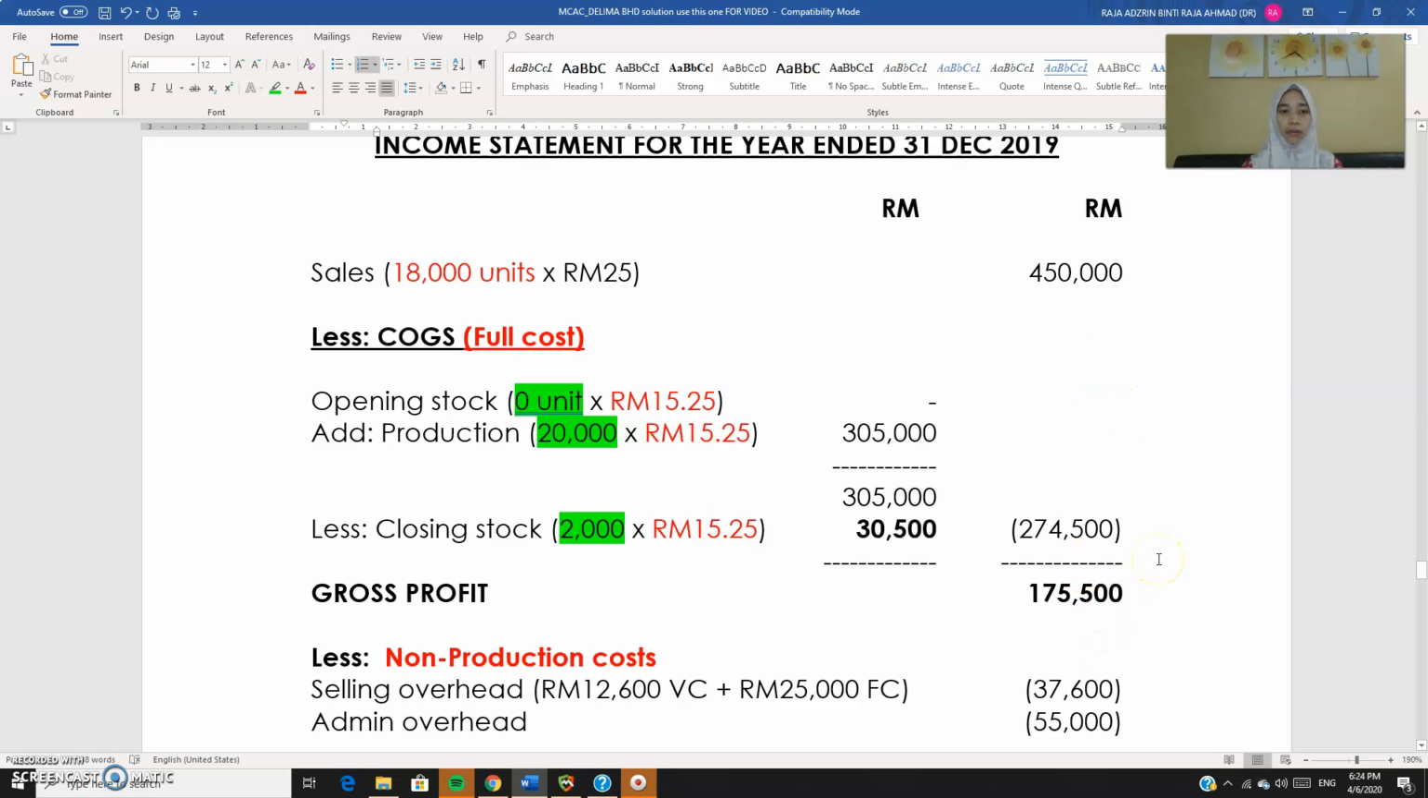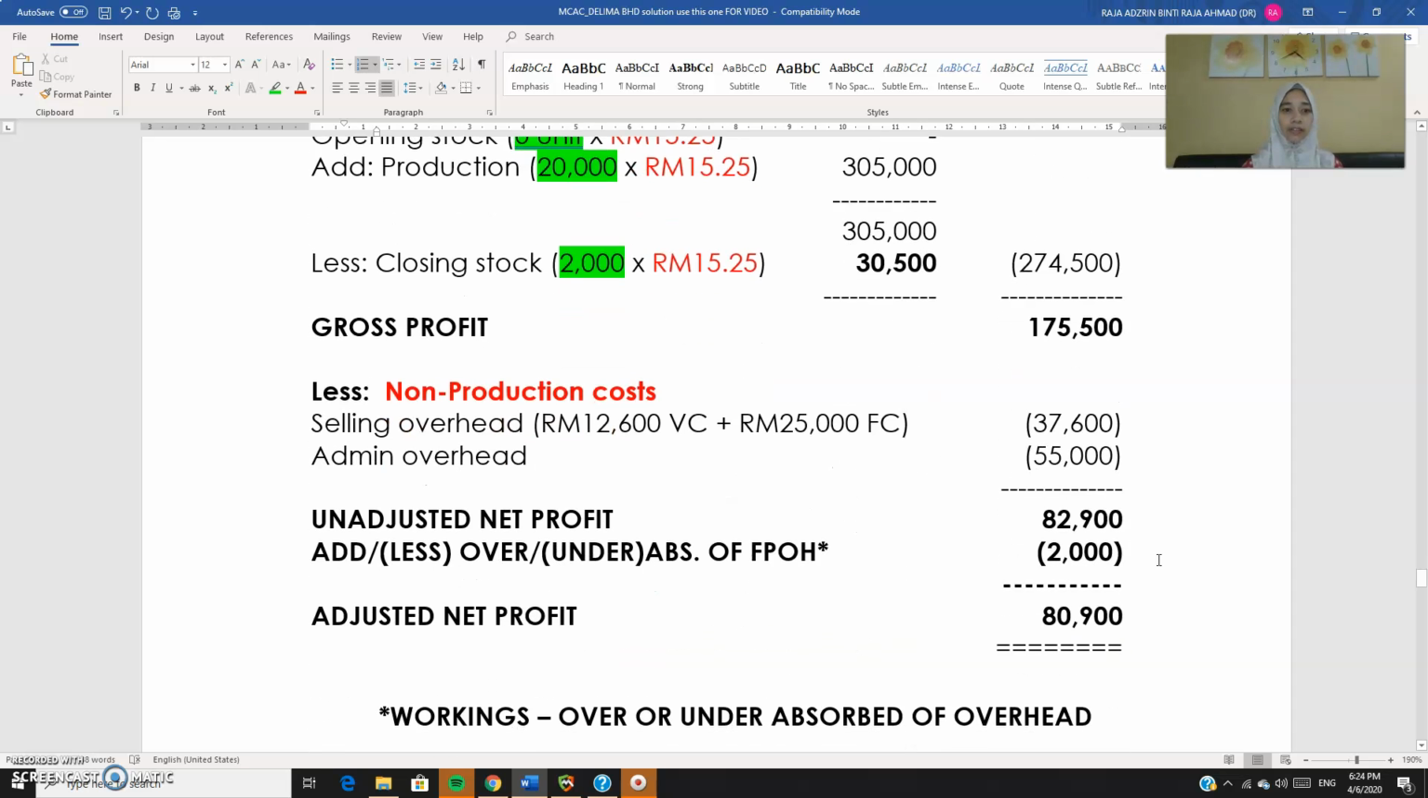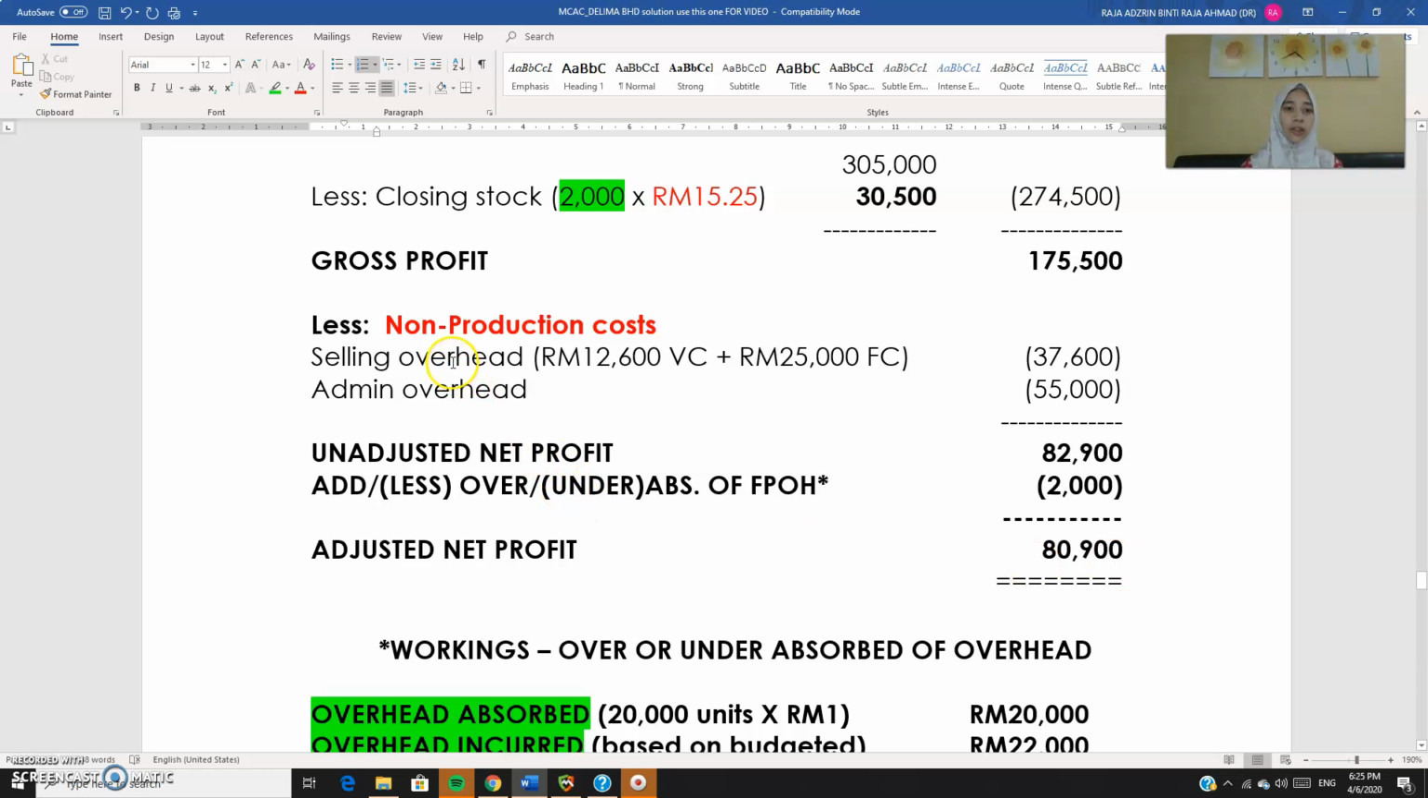Sales less your cost of goods sold gives you a gross profit of 175,500. Next, you less all your non-production costs. Here, you have your selling overhead, including your variable portion, okay, and your admin overhead.